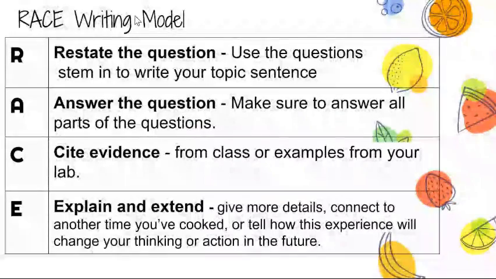Okay. All right. So we're going to use something called the RACE model. If you've had me before, you've heard this. Please just listen. So RACE stands for a couple of things. R is restating the question. So you're actually using the question to help put in your reflection. A is answering the question, making sure that we're answering all the parts. So if there's multiple questions within it, answering all of those.